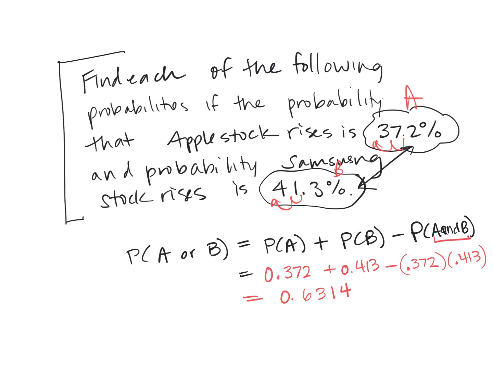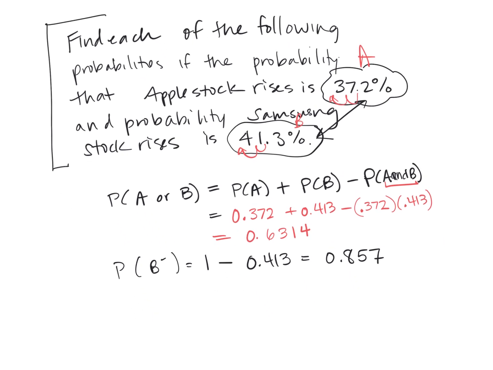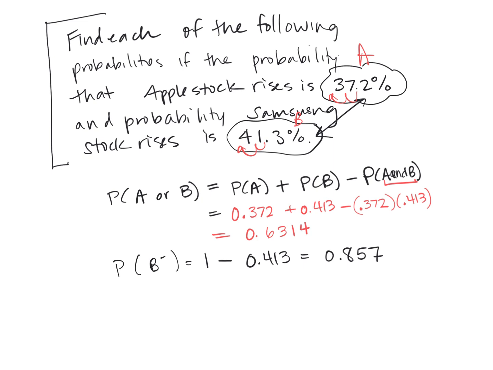All right, the next part is the probability that event B does not occur. That is really just asking for the complement. So we're going to take 1 minus 0.413, which is equal to 0.587.